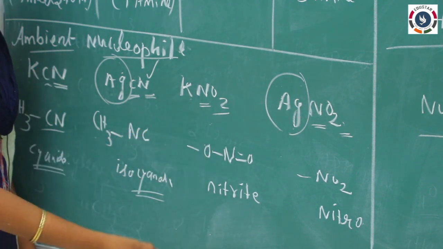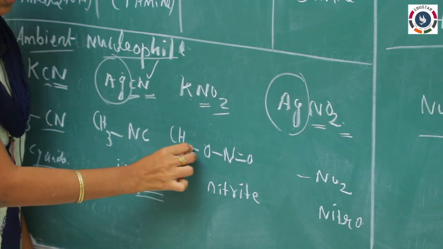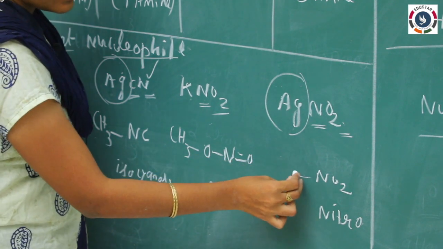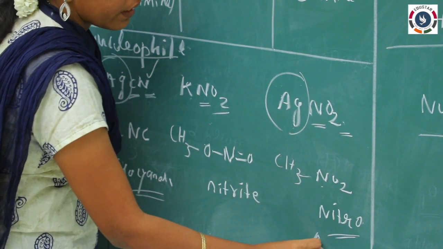Here in this case, oxygen is acting as the nucleophilic site, so I am getting CH3ONO, nitrite. Here CH3NO2, that is nitroalkane.